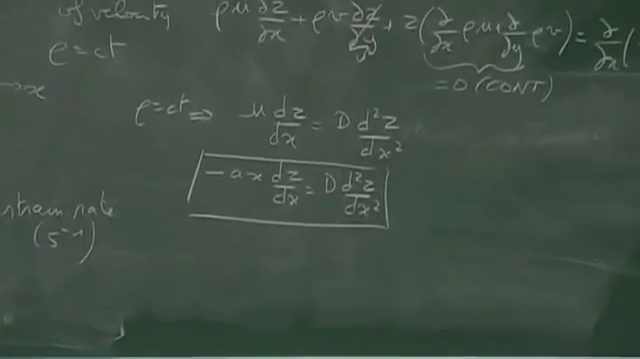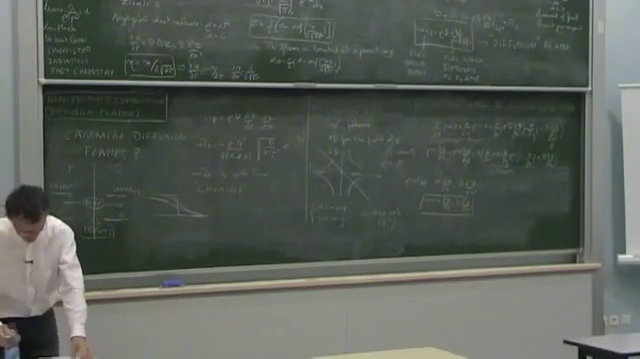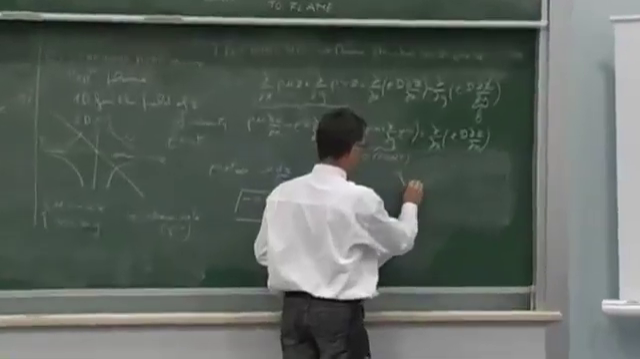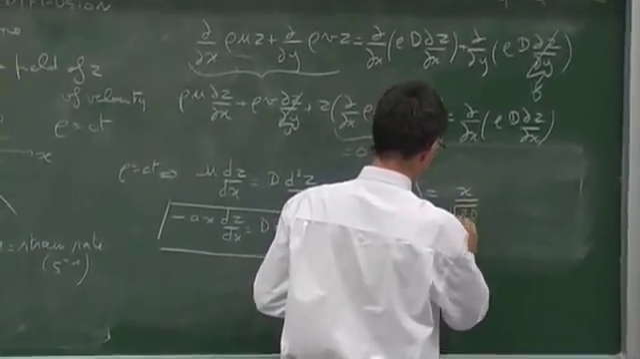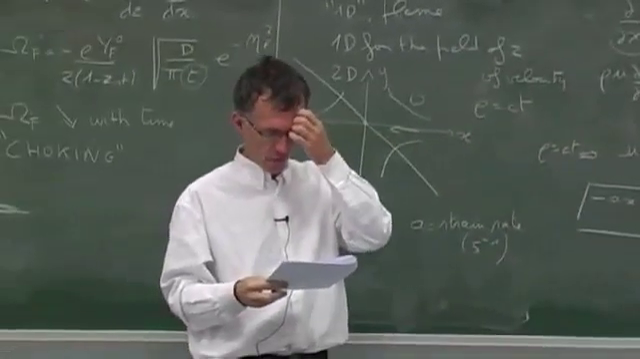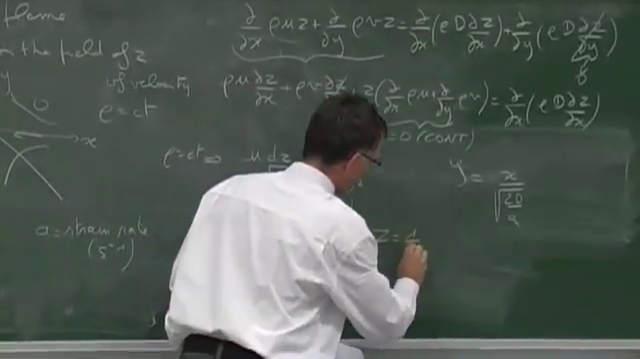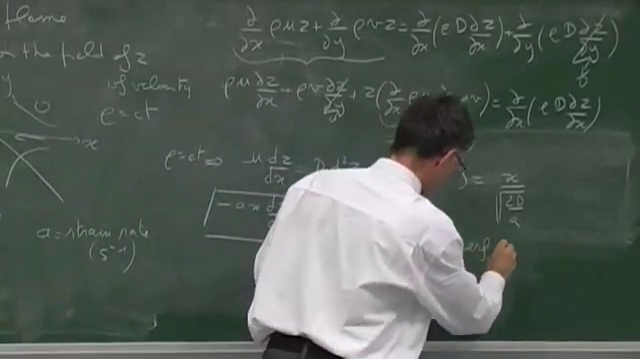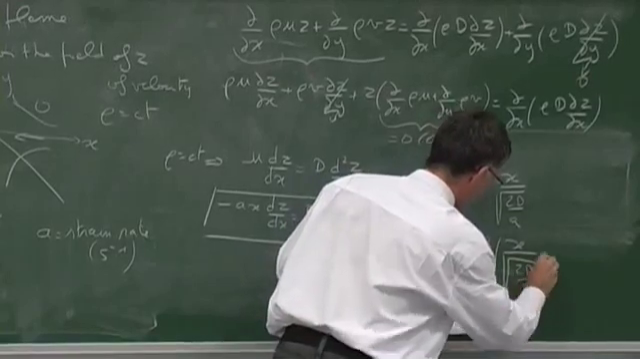Well, it's the same game I've done before. For an equation like this, you can show that it's enough to do a simple change of variable, which is psi equal to x divided by square root of 2D over a. You plug that here. I'm not going to do it. If you can do the first one, you can do the second one. And the solution is this one. Z equal 1/2 of 1 minus erf of x divided by 2 square root of D over a.